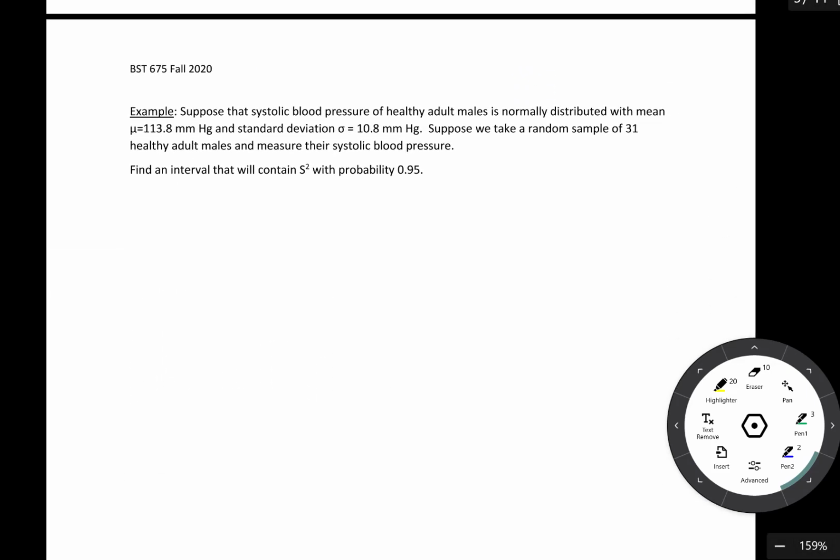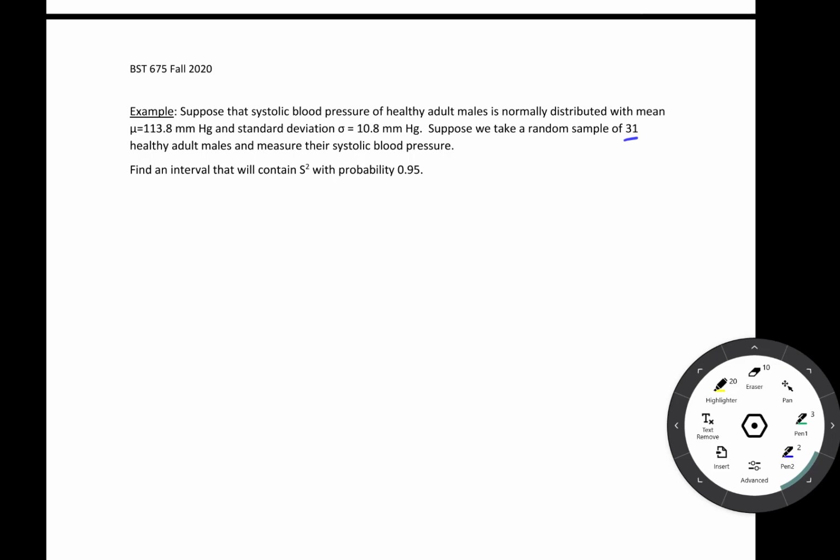Alright, so suppose that systolic blood pressure of healthy adult males is normally distributed with mean mu equal to 113.8 and standard deviation equal to 10.8. So this is that example we saw earlier. And suppose we're going to take a random sample of 31, so we've changed n for this problem, healthy adult males, and we're going to measure their systolic blood pressure.